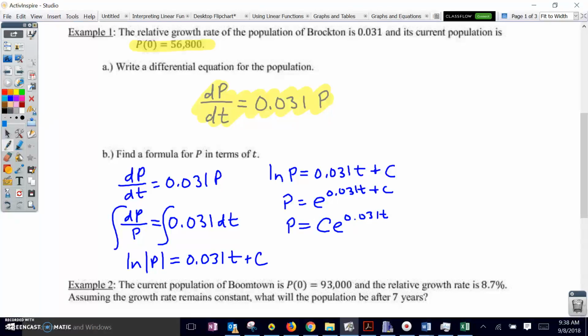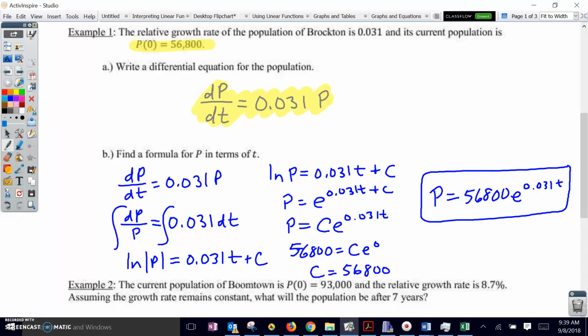And now I have my model almost finished, except I want to use the initial population to determine the value of C. And something you'll notice in all of these is that the initial population ends up being the value of C in every case. And so our formula for population in terms of t is population is equal to 56,800 times e to the 0.031t.